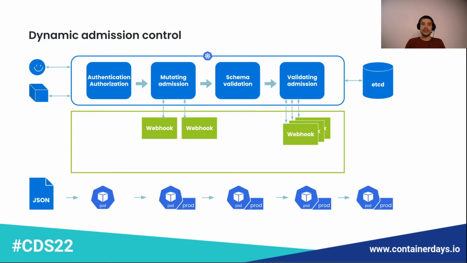So let's see what happens when you try to perform an operation on your Kubernetes cluster. Let's imagine we, the users, want to create a pod in our cluster. The first thing that happens is authentication and authorization. If we are authorized to create this pod, then the mutating admission webhooks will be called. They will mutate our pod request, and after that, we will perform a schema validation. If that's okay, we will pass on to the validating admission webhooks.